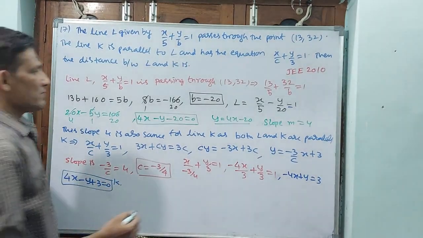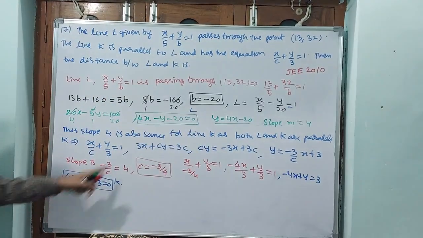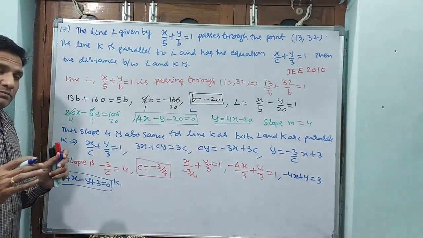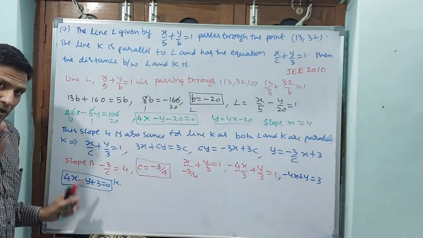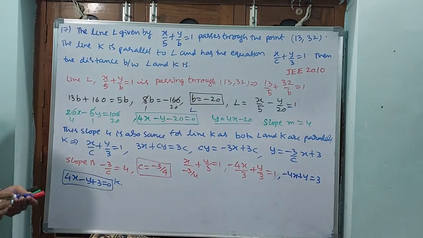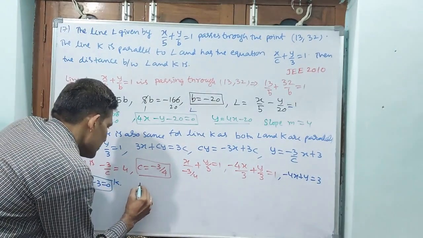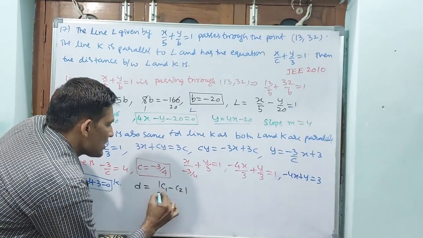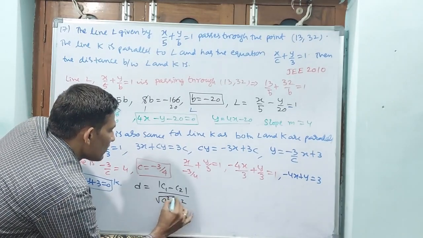And the equation of l is here, you see. This is l: 4x minus y minus 20 plus 3. When both lines are parallel, 4x minus y will come, and only c1 and c2 are going to change. What is the formula for the distance between two parallel lines? I am writing, you see. Distance d is equal to modulus of c1 minus c2 divided by square root of a square plus b square.